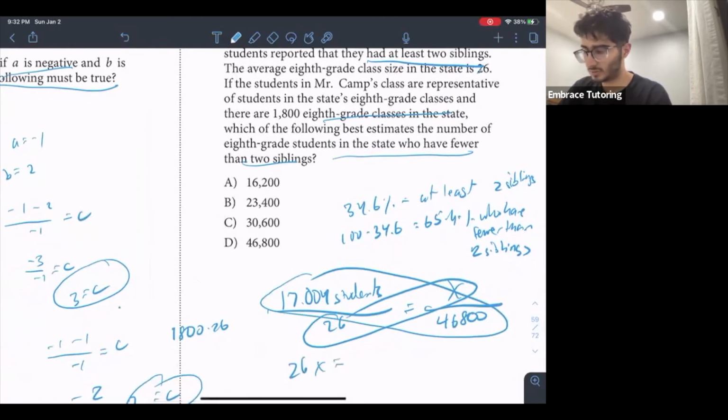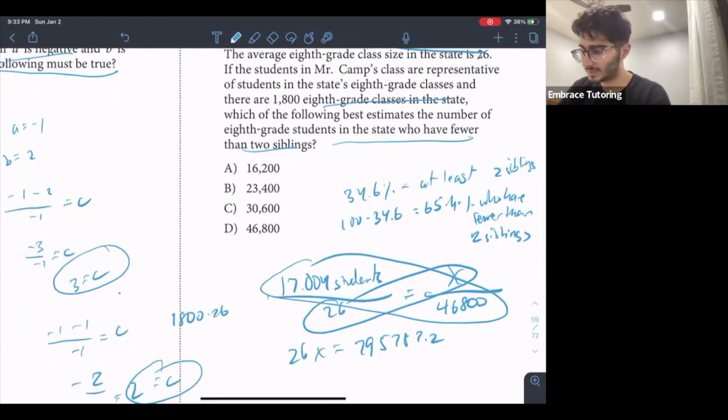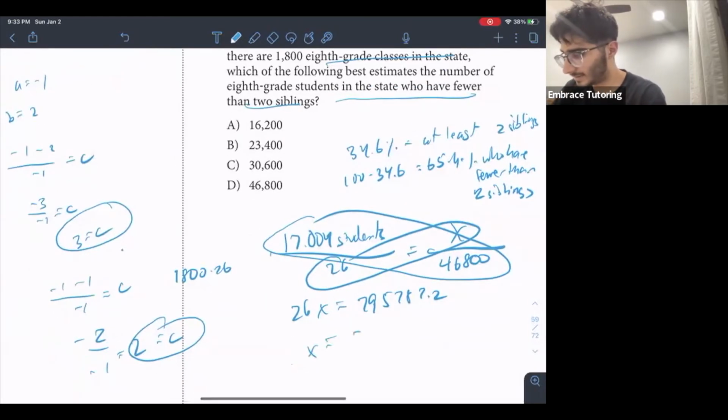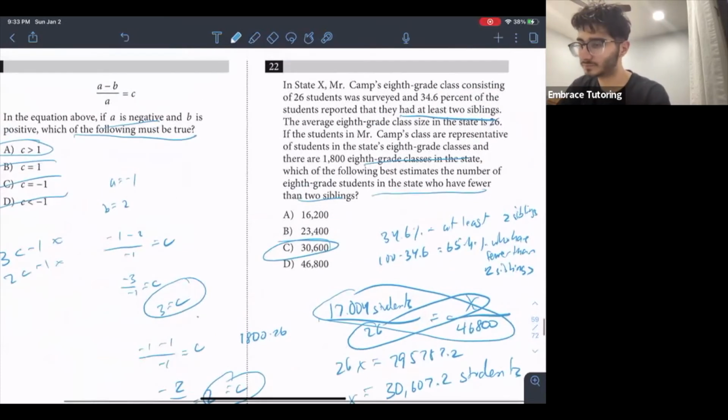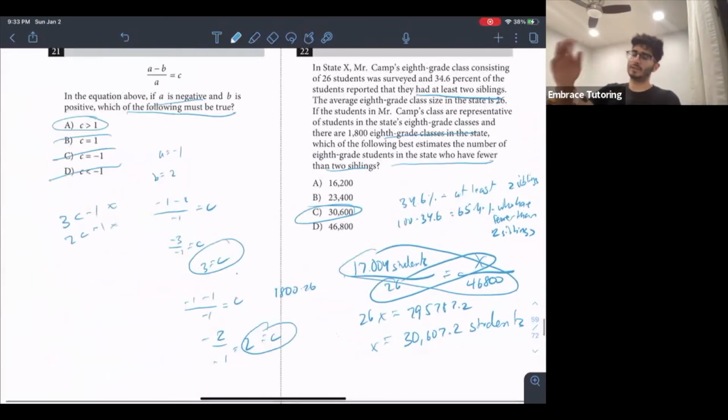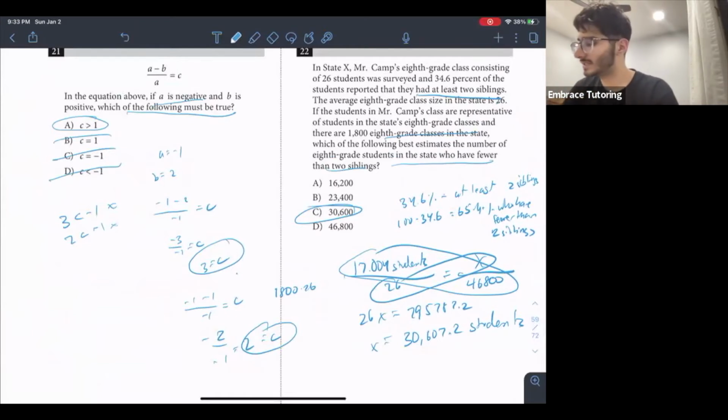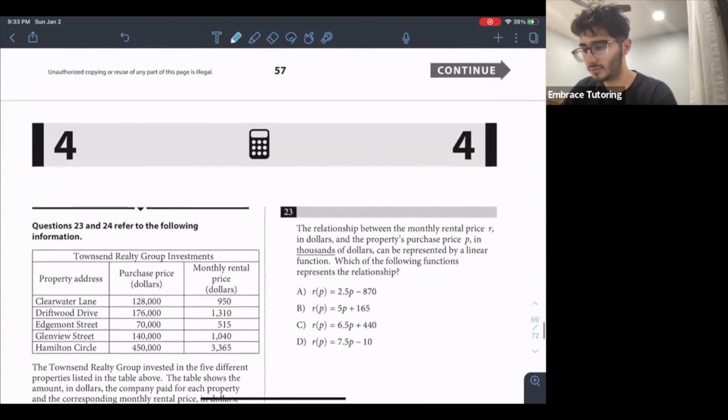You get 26X is equal to 17.004 times 46,800 to get 795,787.2, and then divided by 26 to get X as 30,607.2 students who have fewer than 2 siblings, which is choice C, and that is our answer. For this problem, you just have to realize the wording can be different. You have to realize what they're looking for, and then find the correct percentage, set up a proportion, and then cross multiply and solve for X, and that is your answer. That's how we did 22.